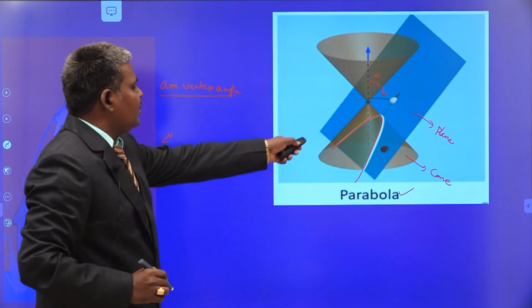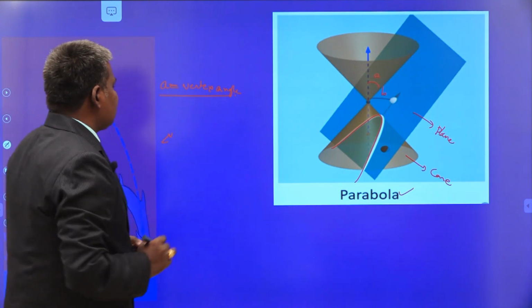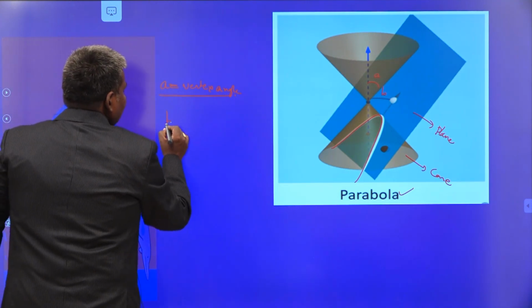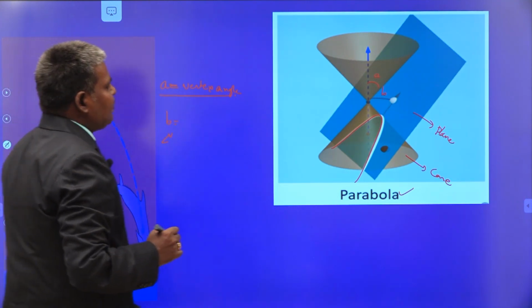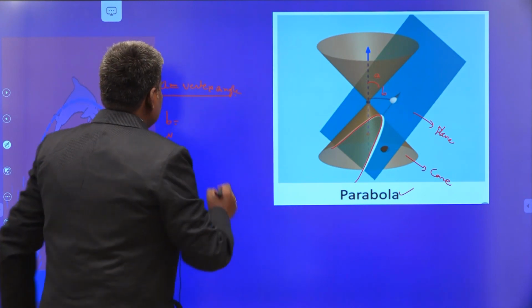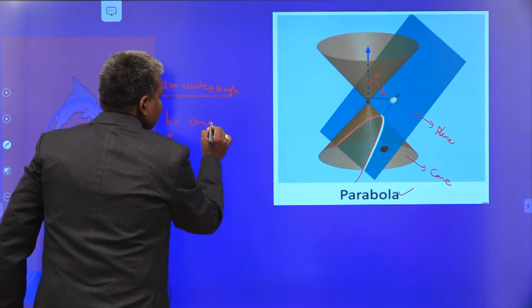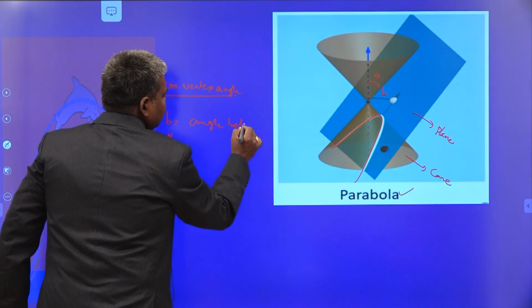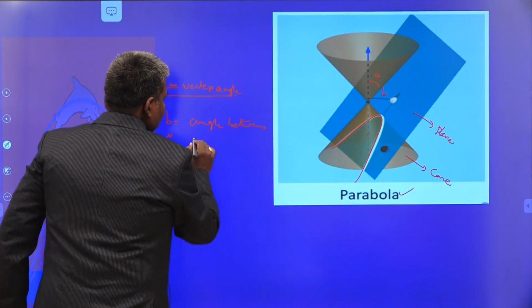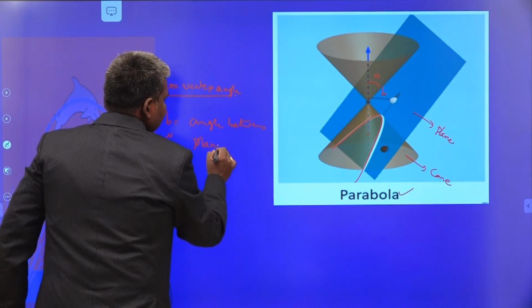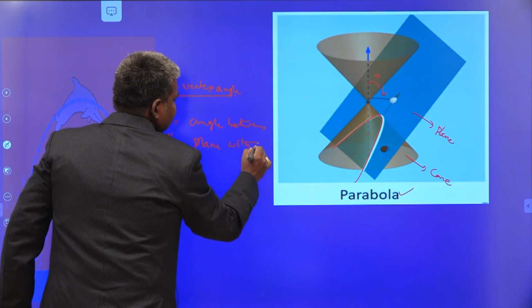This is called what? Parabola. How to obtain this parabola? B is the angle made by the plane with the axis. Angle between plane with axis.